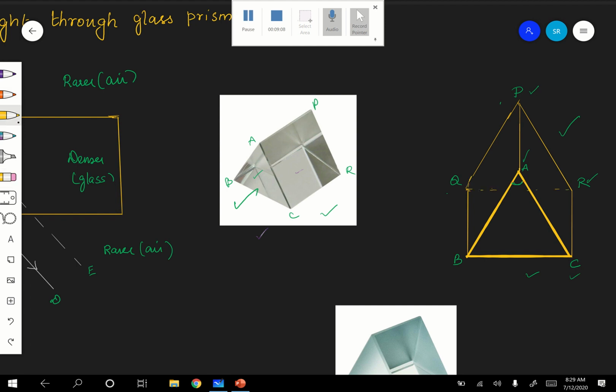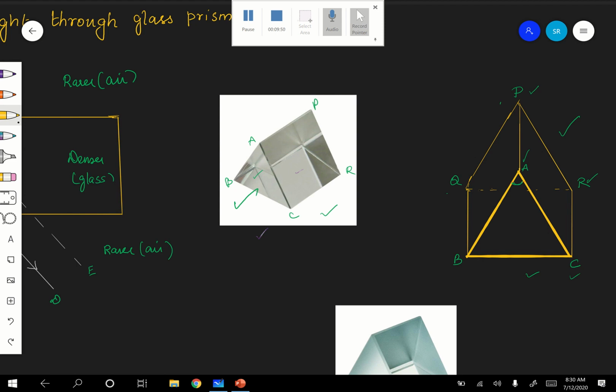There are two faces, two plane faces, APRC and APQB. These plane faces are inclined to each other by a suitable angle at A. And there is also the bottom. There will be one rectangular face and two triangular faces, ABC and PQR. PQR is the backside. Therefore, this front portion is ABC.